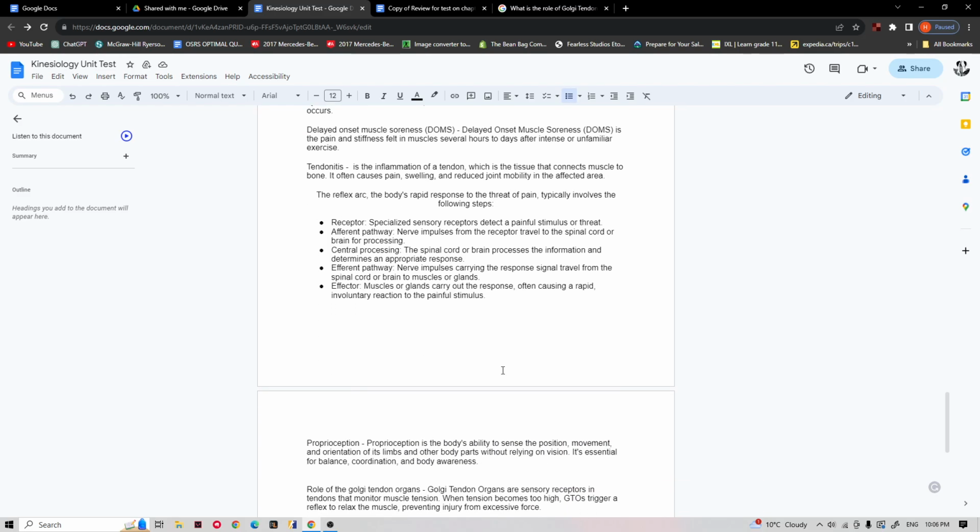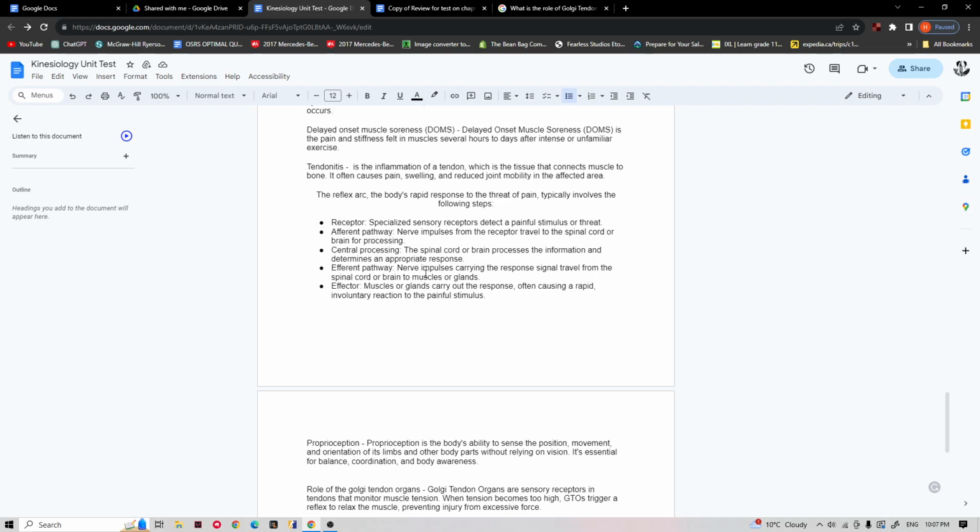The reflex arc. The body's rapid response to the threat of pain typically involves the following steps. Number 1, receptor. Specialized sensory receptors detect a painful stimulus or threat. Number 2, afferent pathway. Nerve impulses from the receptor travel to the spinal cord or brain for processing. Number 3, central processing. The spinal cord or brain processes the information and determines an appropriate response.